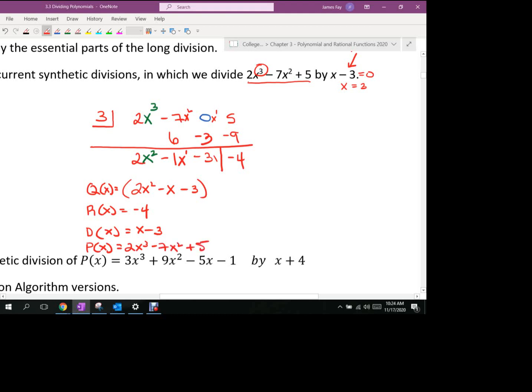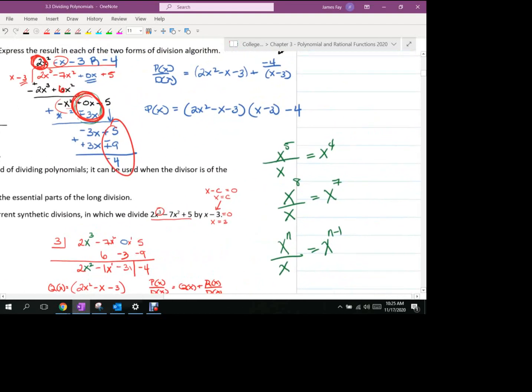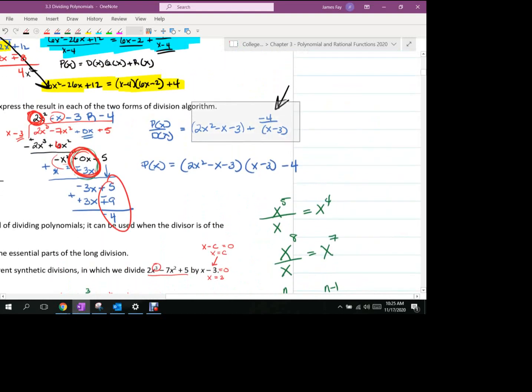I like to write those 4 things down because then they might ask me, okay, write p of x over d of x is equal to q of x plus the remainder divided by the divisor. Well, if I've got those individual components, that's pretty easy to say: 2x squared minus x minus 3 plus my remainder of -4 over x minus 3. And we see that is exactly the same thing that we came up with yesterday, correct?